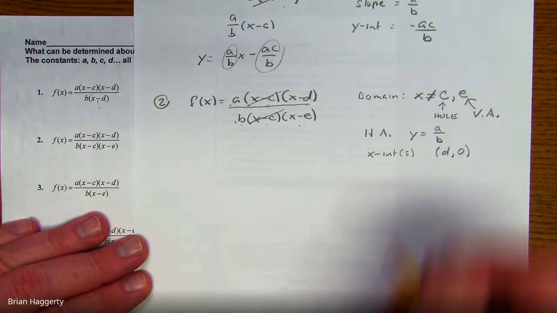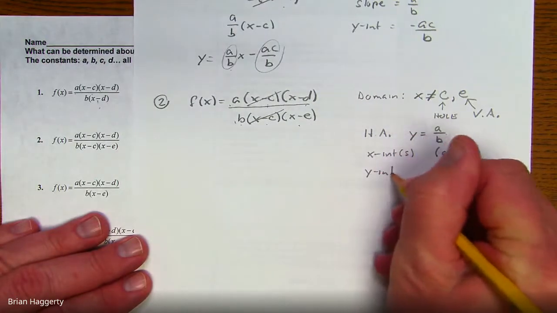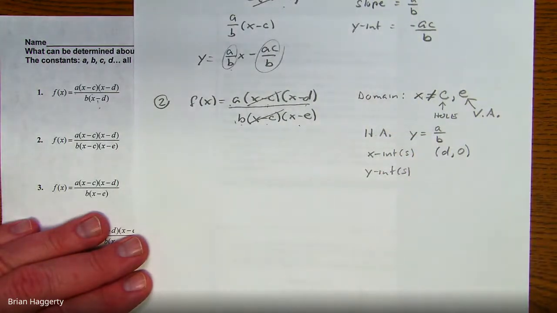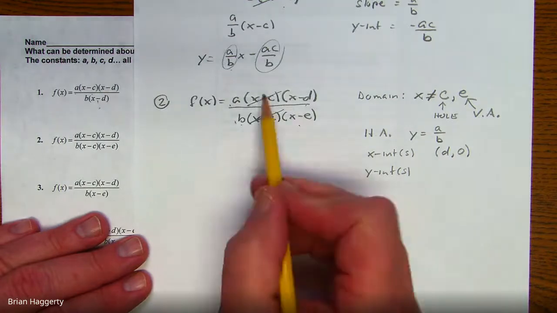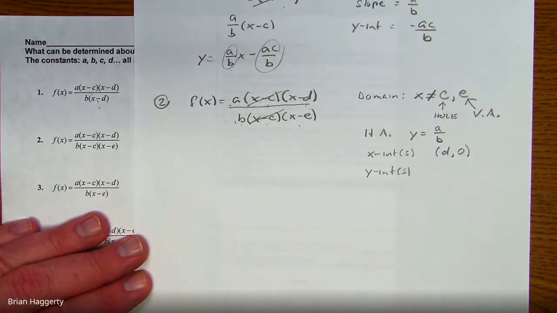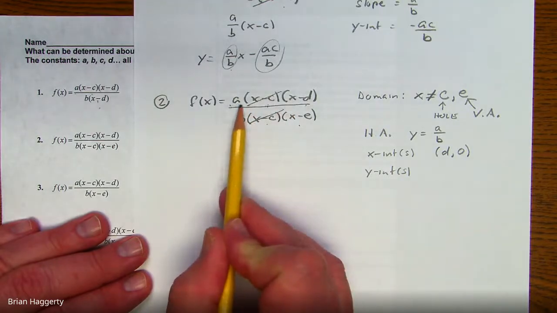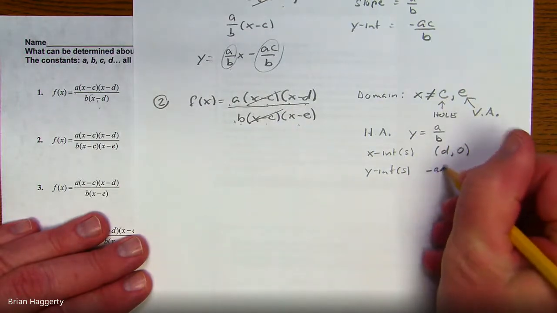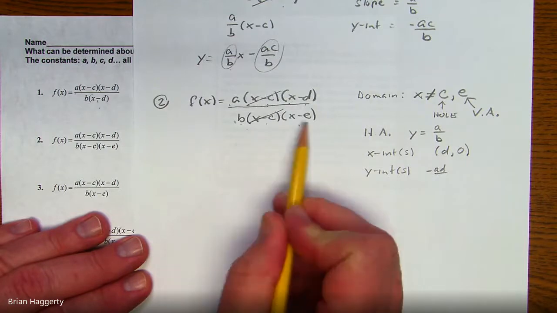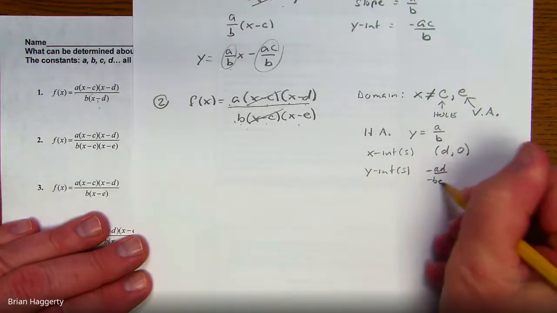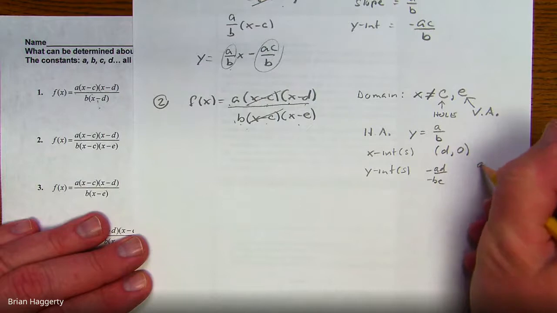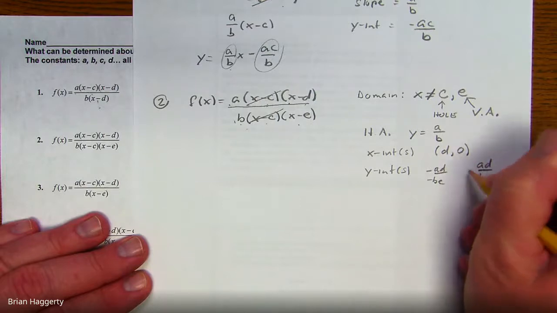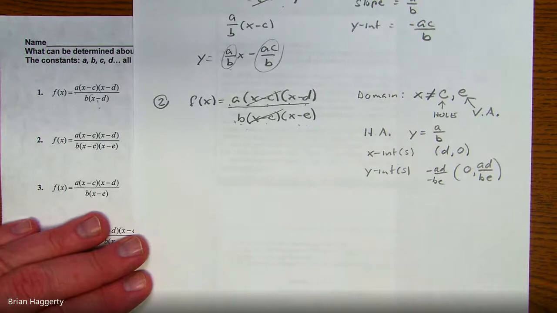Y-intercept, this would be a little bit icky. The y-intercept is when x is 0. Now, these are already gone, so we're not going to worry about that when it comes to identifying the y-intercept. We'd be left with negative AD up top, negative BE on the bottom. So it would just be AD over BE. Not the cleanest looking y-intercept, but we could find it.